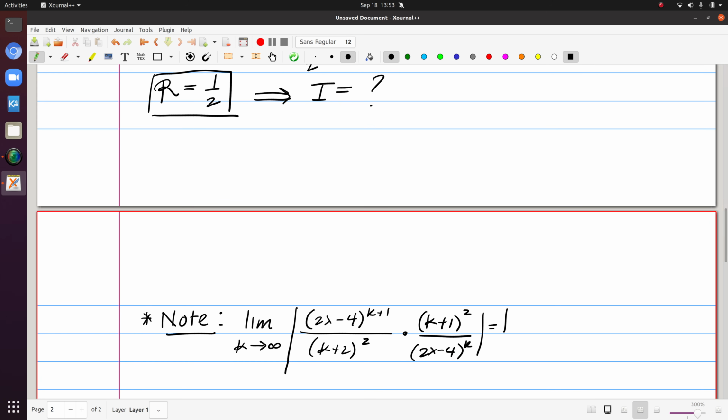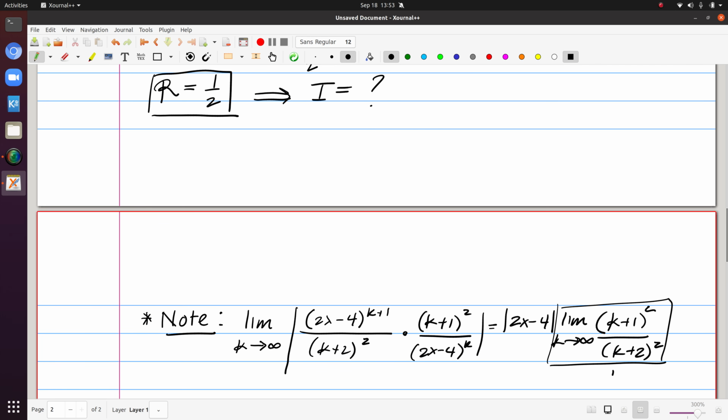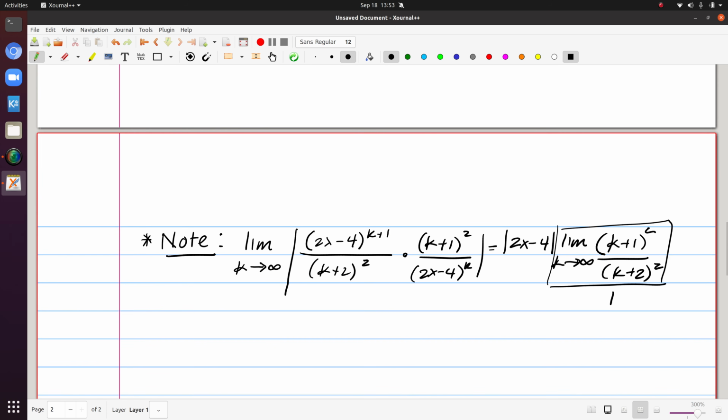This would give me an extra factor of 2x minus 4 times the limit of k plus 1 squared over k plus 2 squared. Notice that this limit now is 1, since the ratio of leading coefficients is just 1 over 1. So approaching it this way, using the ratio test, we would be left with the absolute value of 2x minus 4, and we want to consider when that's less than 1. A common mistake here is to assume, okay, I have this inequality, so what's on the right side must be the radius.